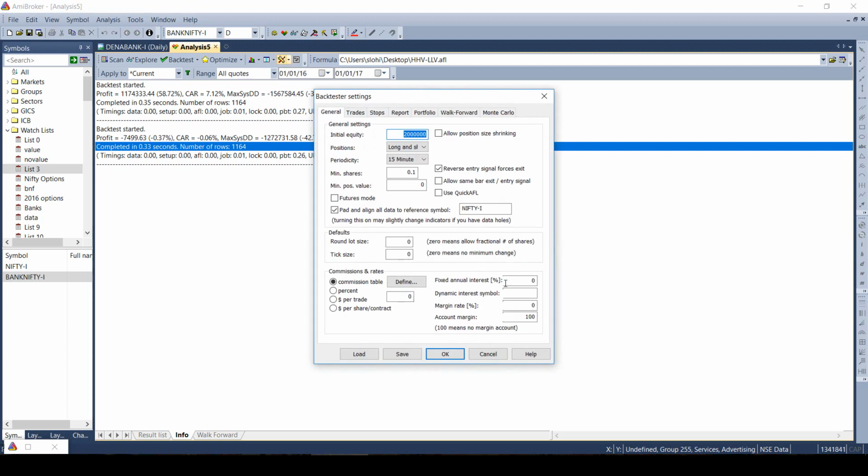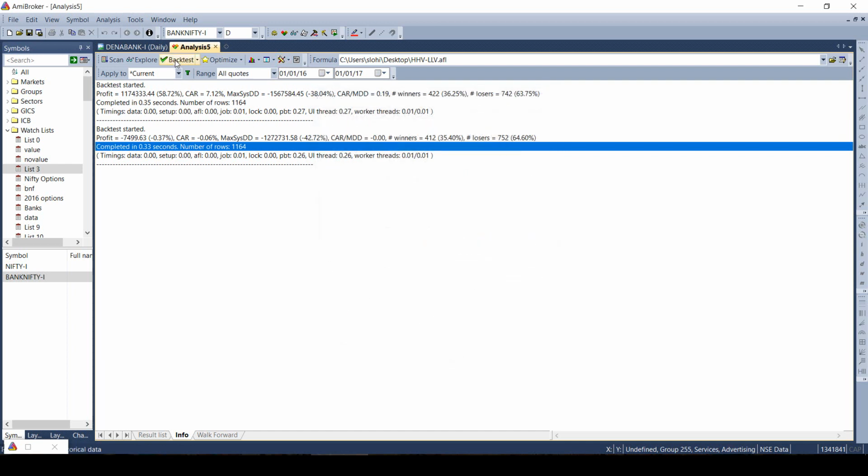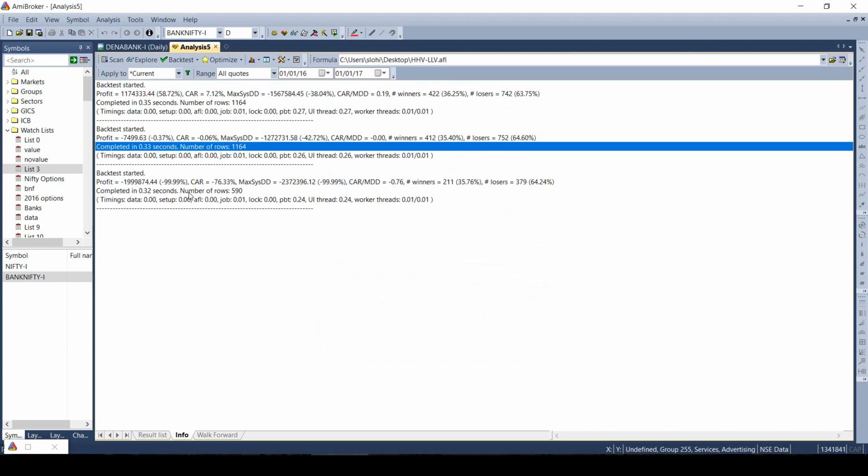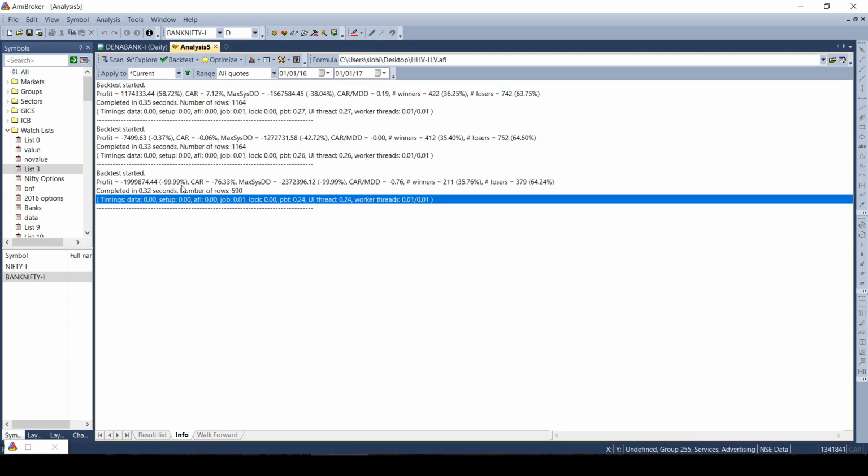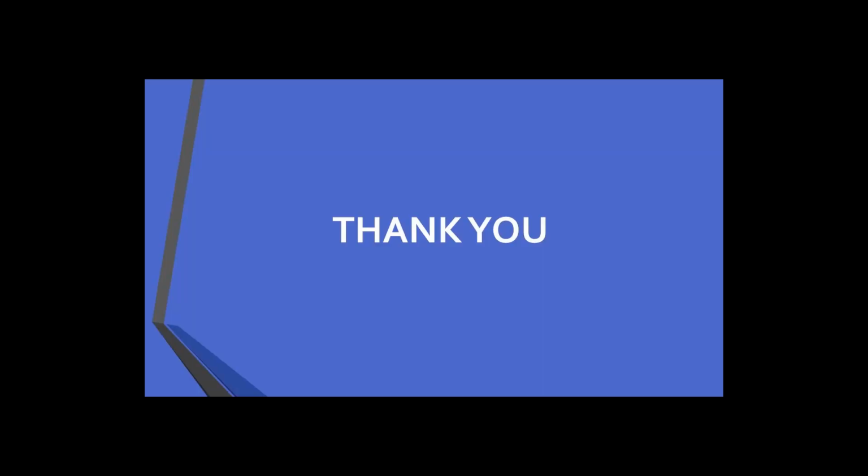Also, what if I trade this strategy at 10% margin instead of 100% margin? See, the strategy loses 99.99% of its money. Earlier, the strategy did not make any profit or loss. But with 10 times leverage, it has lost the entire money. Similarly, you should check the performance of a strategy using different conditions.